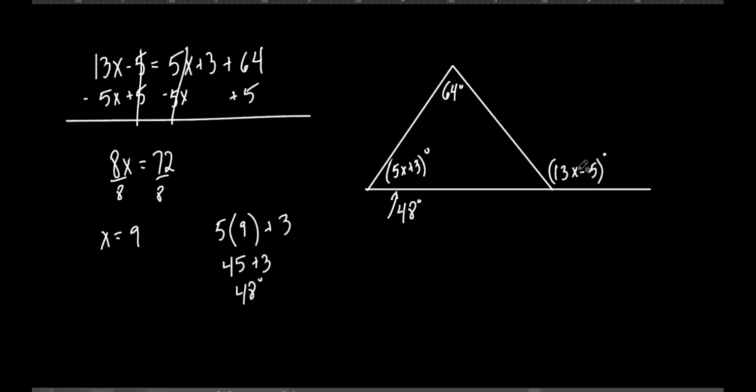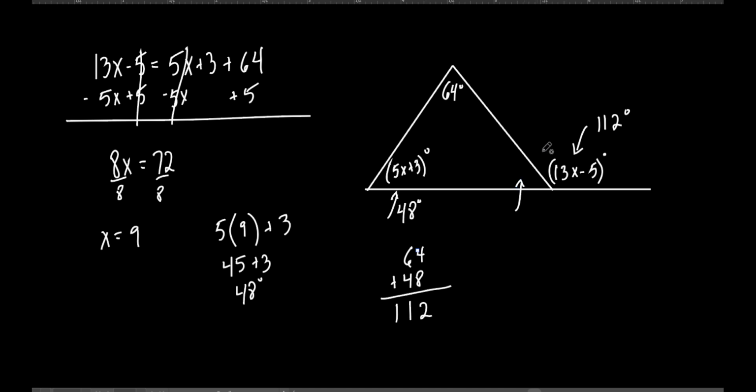How could I find this exterior angle without plugging in a 9? Because 13 times 9, I don't know what that is. I could just do what? Exactly right. I could find this exterior angle just by adding these two up. I already know this is 48. I know that's 64. So 64 plus 48. And what is that? 112. All right, so that's what this angle is right there. It's 112.